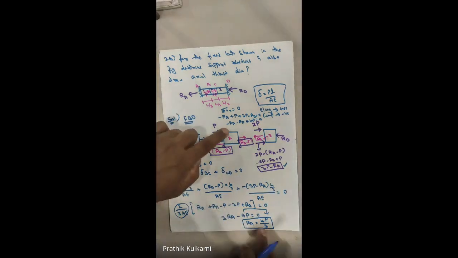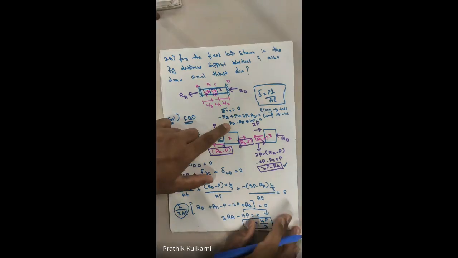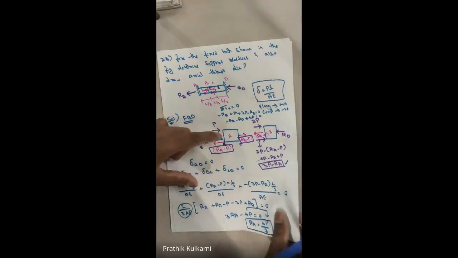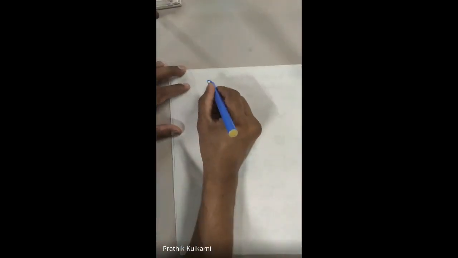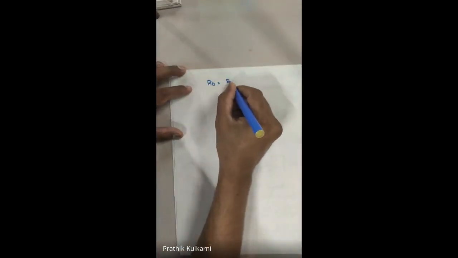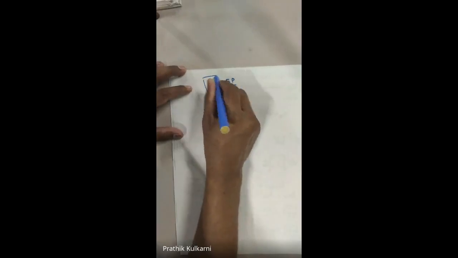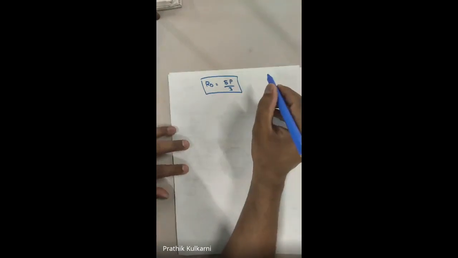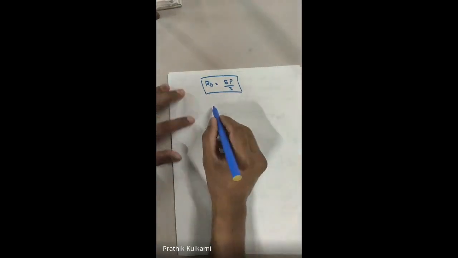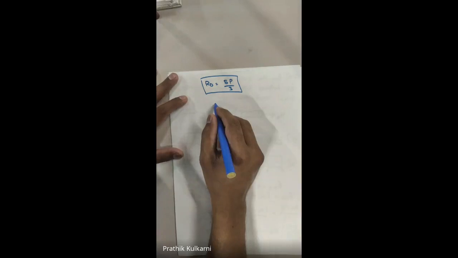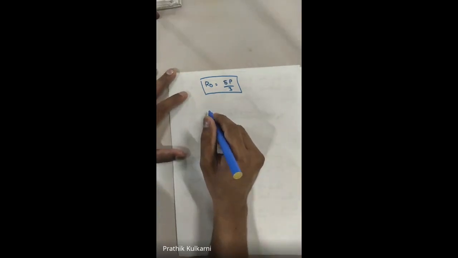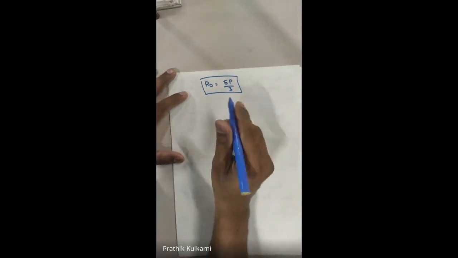So here you can substitute RA. Yes or no? You can substitute RA here. So if you substitute RA, then you will be getting RD as 5P by 3. Fine. Chalo, we have got our reaction. Now he is asking us to find out the axial thrust. You have to draw the axial thrust and find out maximum tensile and compressive stress.